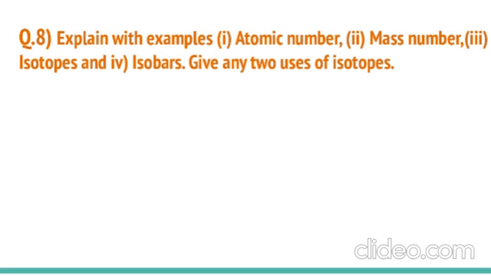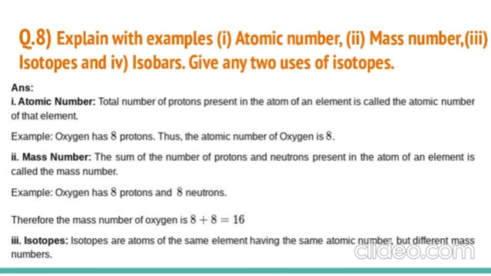Next is explain with examples what is atomic number, mass number, isotopes and isobars, and even the two uses of isotopes. Now this is quite easy. You can refer to the last class notes also. Here also I've explained. I'll just explain you with the solution. Atomic number is the total number of protons, positively charged particles, present in the atom. For example, oxygen has 8 protons, so the atomic number is 8.